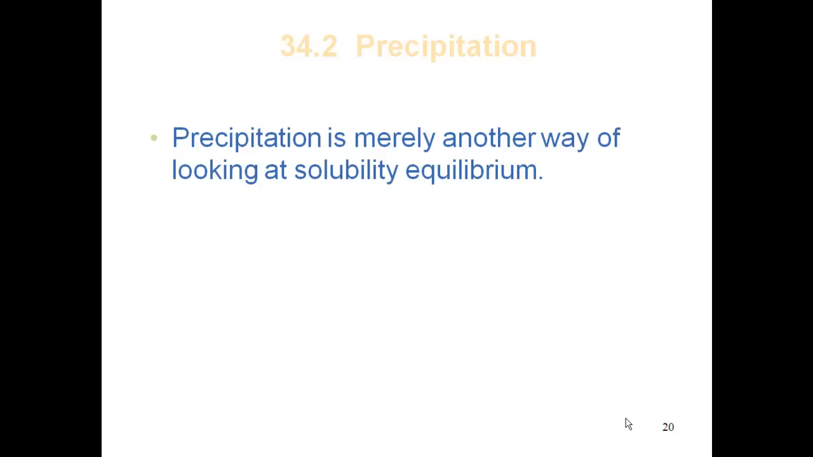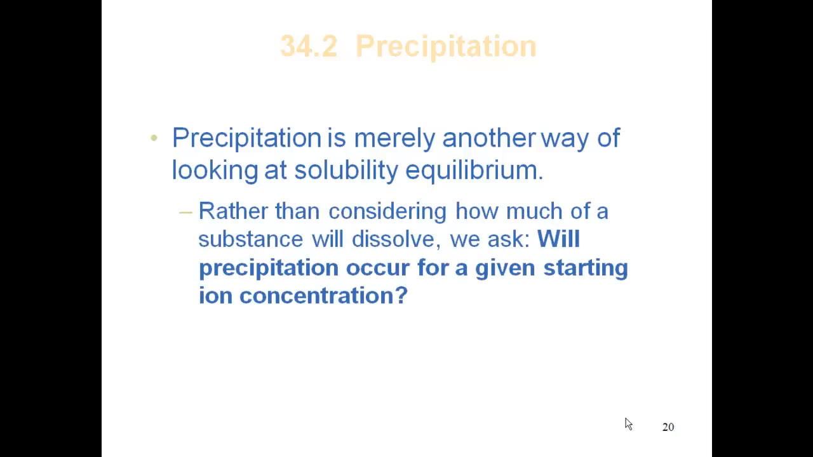Precipitation is merely another way of looking at solubility equilibrium. Basically, if you pass the saturation point, you will get a precipitate. Rather than considering how much of a substance will dissolve, we ask ourselves the question, will a precipitation occur for a given starting ion concentration? Basically, if I have X concentration of cation and Y concentration of anion, will I be past the saturation point and cause the precipitation to occur?